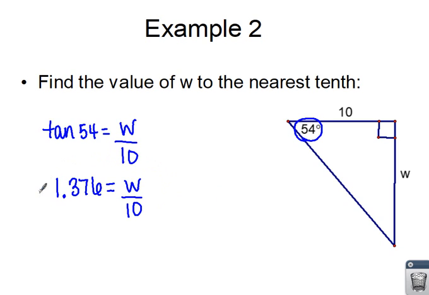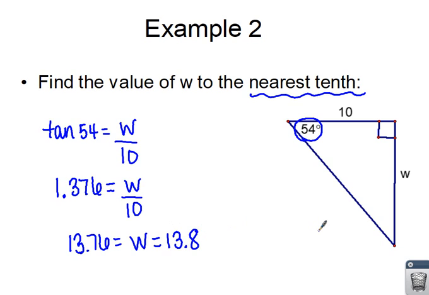Now you just have an equation that you guys say, oh, we cross multiply or whatever. Since the 10 is on bottom, we just multiply both sides by 10. We get 13.76 equals W, but it says to the nearest tenth. So we round it to 13.8. You have to follow the directions here. If you round something wrong, you will get a wrong answer. This is very technical stuff. It has to be precise.